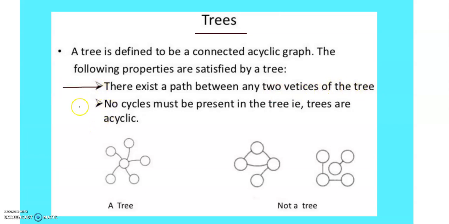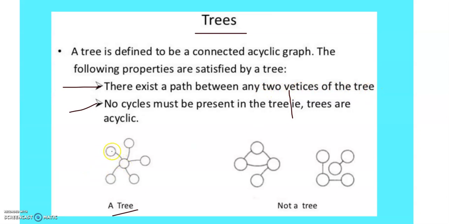This is the first point. Second point, no cycles must be present in the tree, that is, trees are acyclic. The first one is a tree, these two are not a tree. Why? We will see. See the first point, there exists a path between any two vertices of the tree.